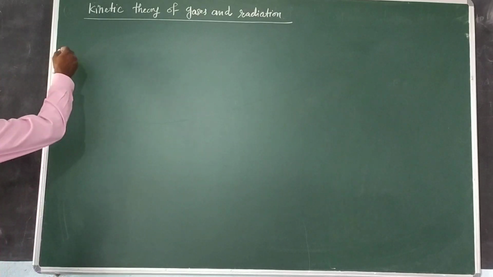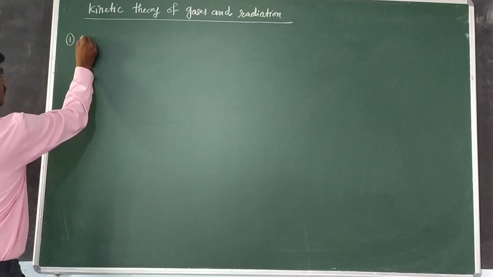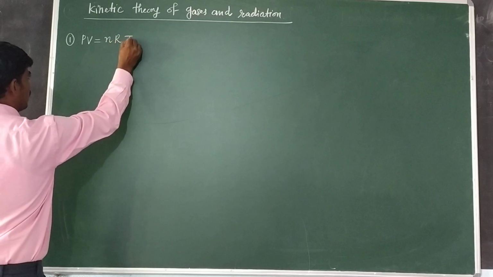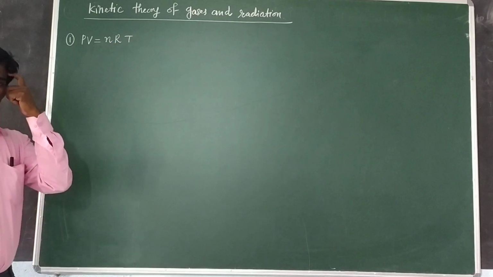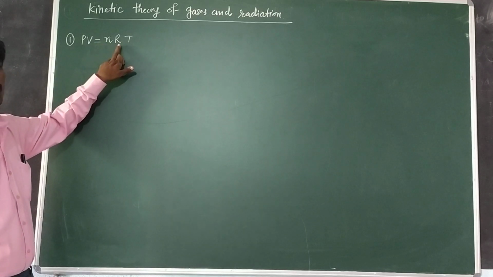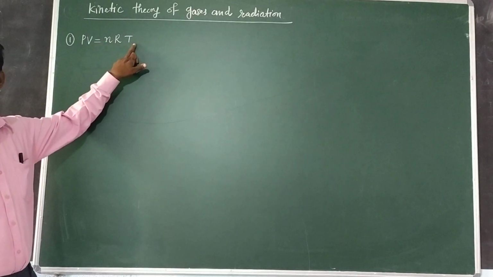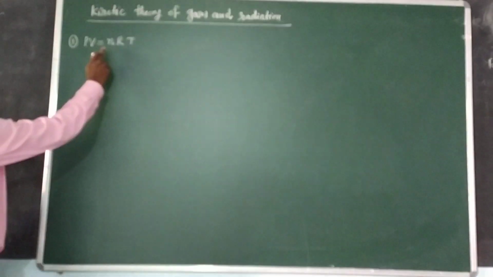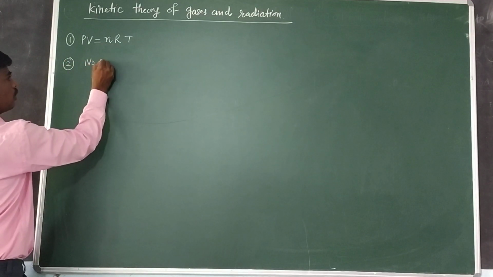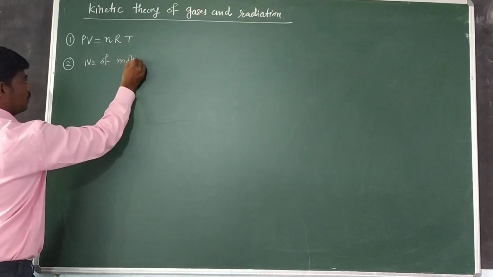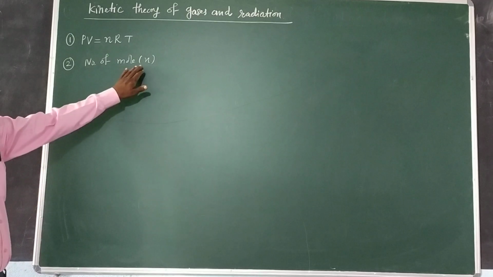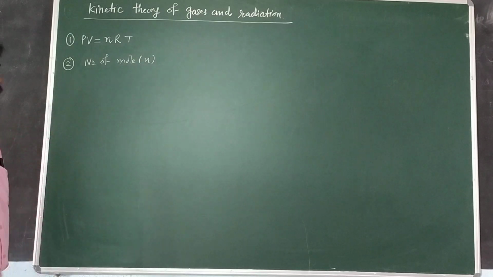So first formula, ideal gas equation. PV is equal to nRT, where P is pressure, V volume, n number of moles, R gas constant and T temperature. So in this equation, n represents the number of moles. This number of moles we can state by three different formulae.